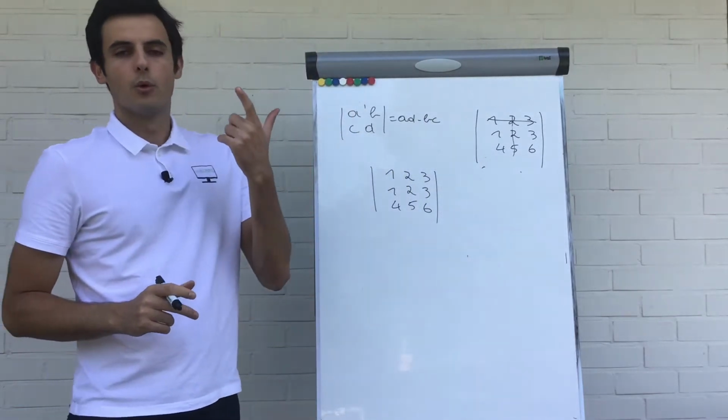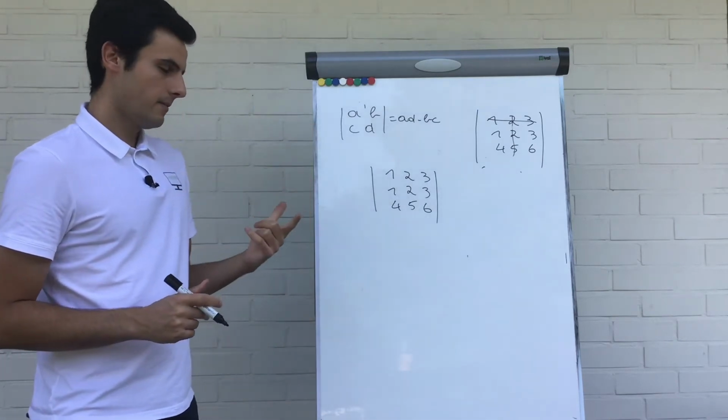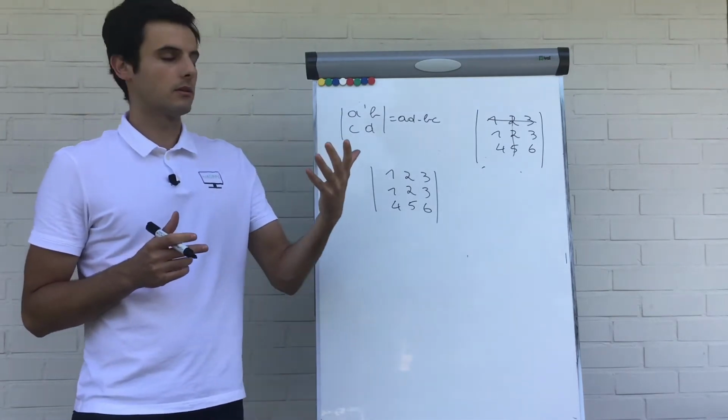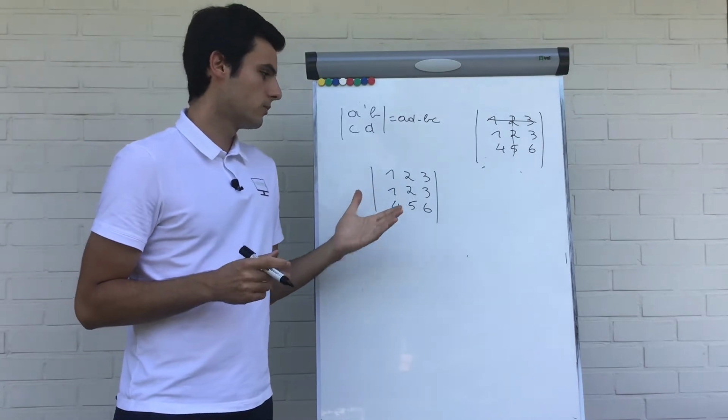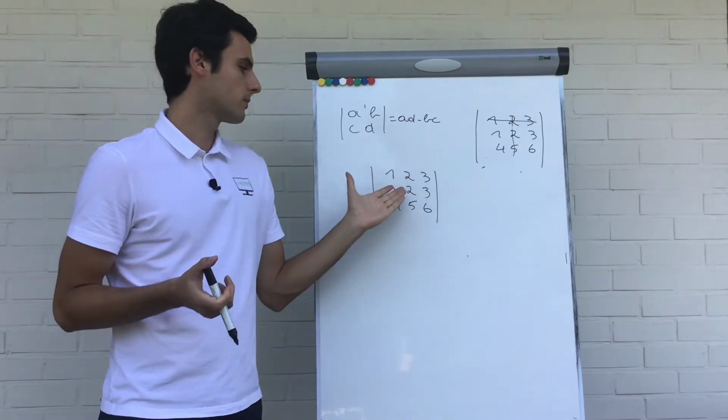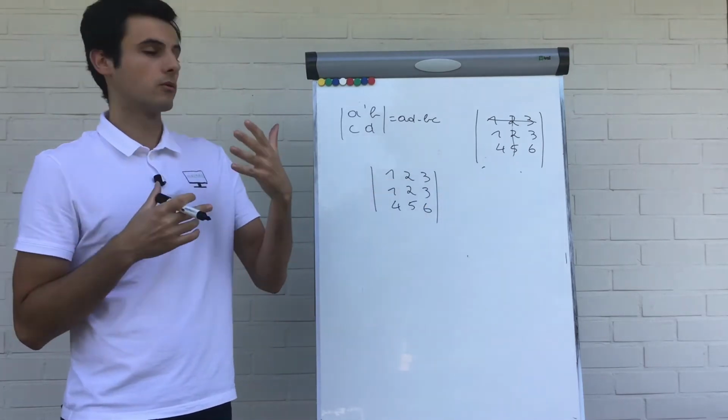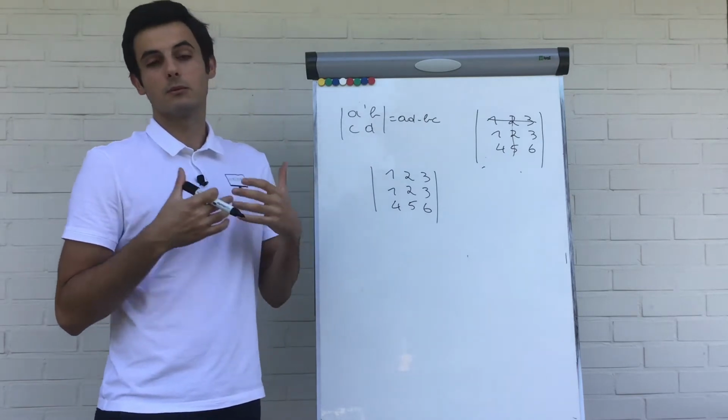When you have two rows or columns that are the same, then the determinant of the matrix is 0. And here you see row 1 and row 2 have the same numbers: 1, 2, 3, 1, 2, 3. So row 1 and row 2 are equal, so the determinant is equal to 0.